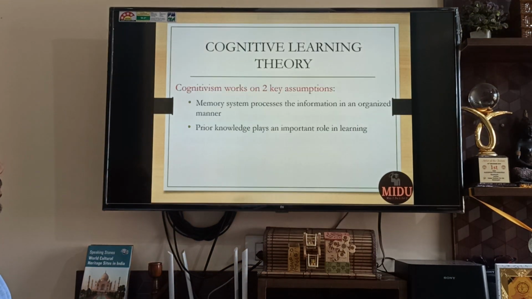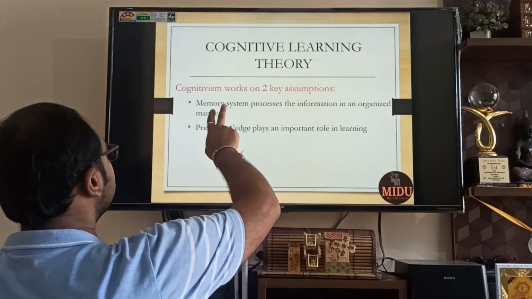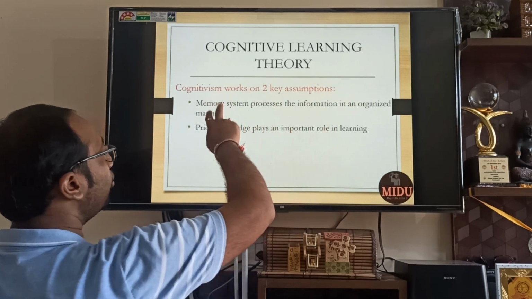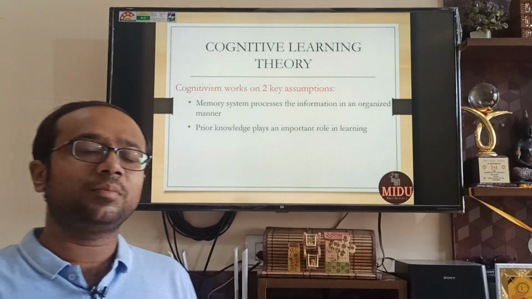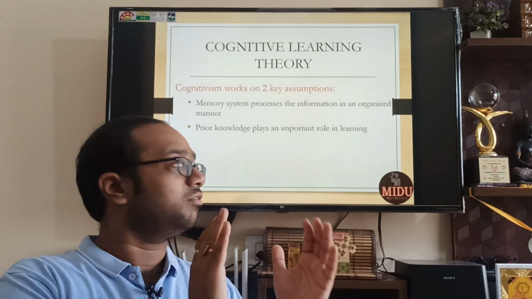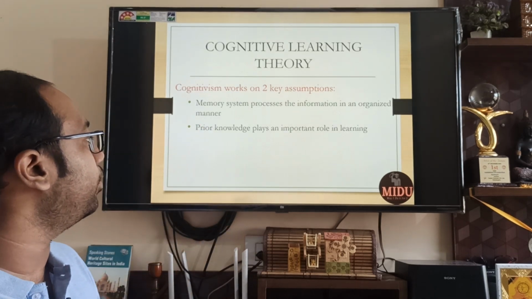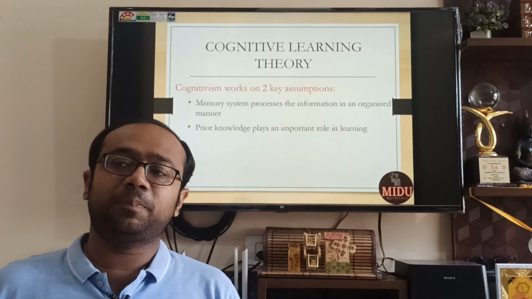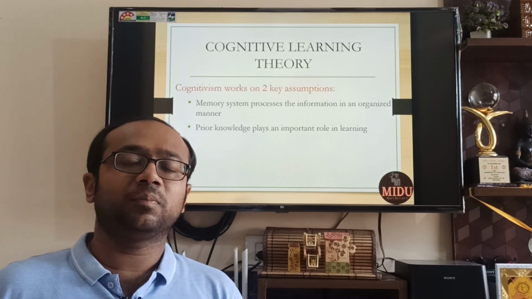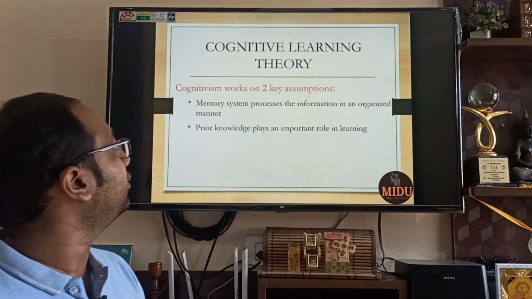Cognitivism works on two key assumptions. First, the memory system processes information in an organized manner. So cognitivism considers that the memory system is processing everything in a very structured and organized manner. Second, prior knowledge plays an important role in learning. So what has been the prior or previous knowledge, that plays a very important role. That is basically what cognitivism is.